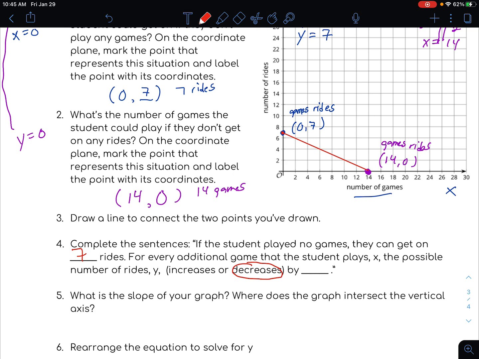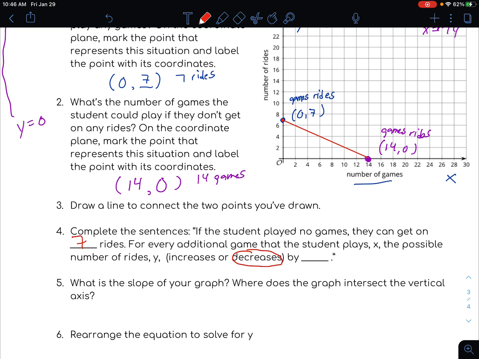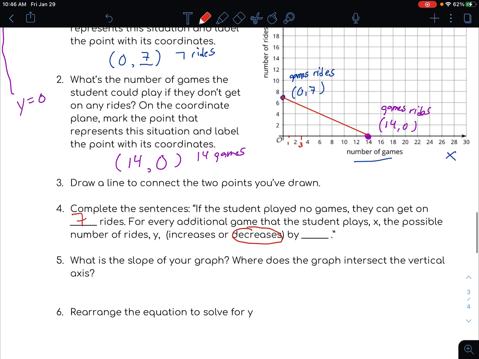And maybe you can kind of see how much it's decreasing by on that one. If not, if you look up here, every time we go up 1 game, then how much is that number of rides going down? If we look very carefully at the rise over run here, we are going for a run, we went over 14, and then we went down 7. All right, so let's think of that as a -7 rise. So we went to the right 14 and down 7.